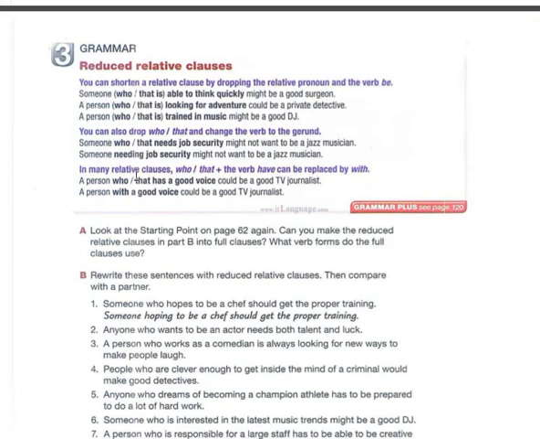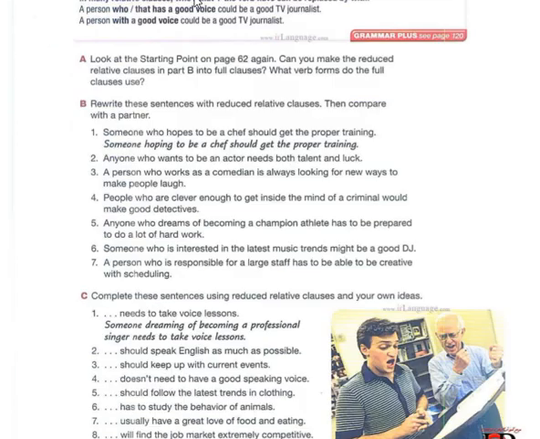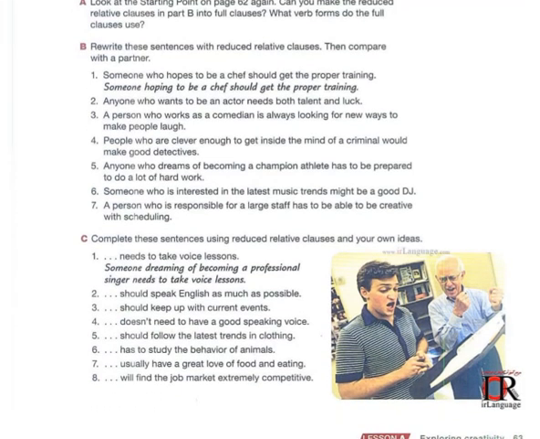And then finally, in many relative clauses, who or that plus the verb have can be replaced with with. A person who has a good voice, and a person with a good voice. That's very simple. We substitute the have in this relative clause that contains the verb have. In this case it's has because it's third person. We can convert it into with. Okay, so now I want you to do this exercise in your notebook and upload it in the correct space, and tomorrow I'll show the answers.